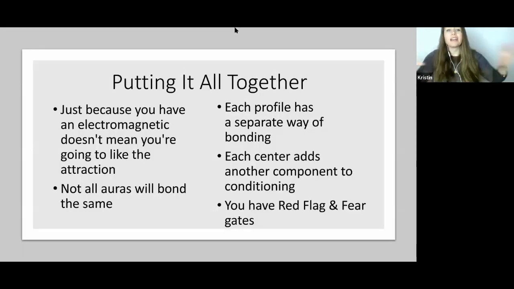So putting everything together, just because you have an electromagnetic, it doesn't mean that you're going to like the attraction that it creates. It could be a bad attraction, not necessarily a good attraction. Not all auras will bond the same. And so you can't expect the projector to be open. They're not. They are focused, and they will focus in and penetrate one thing at a time.